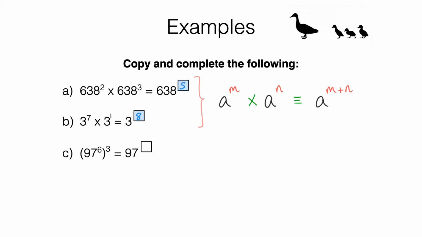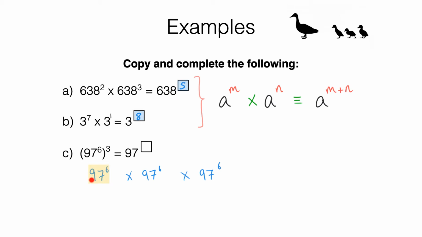Let's move on to question C. We have 97 to the power of 6 all to the power of 3. And we want to write this as a simpler power of 97. Let's treat this as our base and raise it to the power of 3. So 97 to the power of 6 raised to the power of 3 is just going to be 97 to the power of 6 multiplied by 97 to the power of 6 multiplied by 97 to the power of 6.